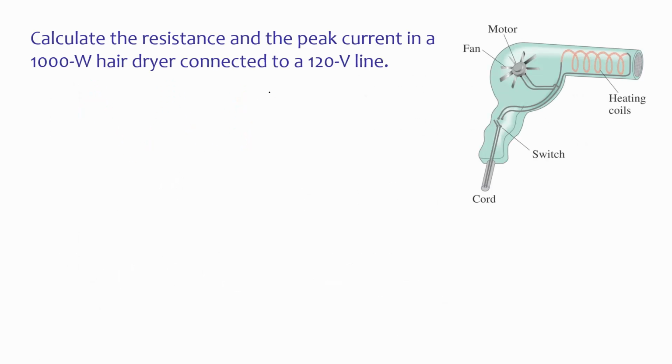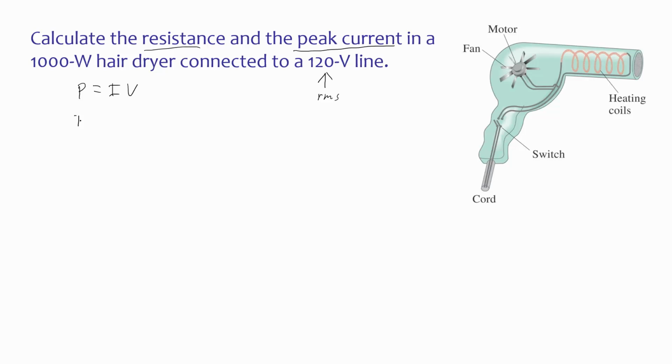We have a 1000-watt hairdryer connected to a 120-volt line. This, once again, is the RMS voltage. And we're trying to find two things, the resistance and the peak current. So to find resistance, we need I and R. So we're going to find the peak current first. So we can use power equals IV, as long as we're finding the RMS values here, then we're good.